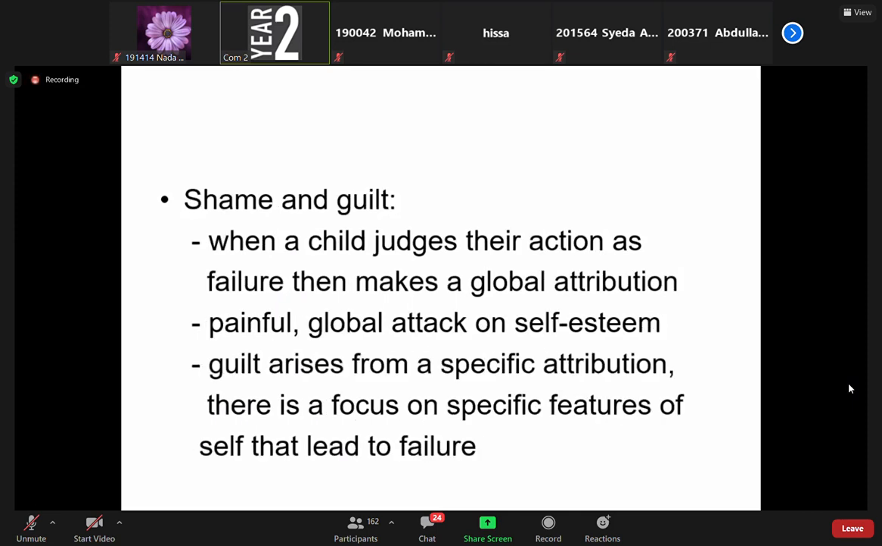So shame and guilt is another type of higher or complex feeling. When a child judges their behavior as a failure, they then make a global attribution. Again, your parental input is really essential. So you drop something as a kid. You can have a mom that says, you know what, just be careful next time, versus a mom who says, oh my God, why are you so clumsy? Which one do you think has a negative impact?